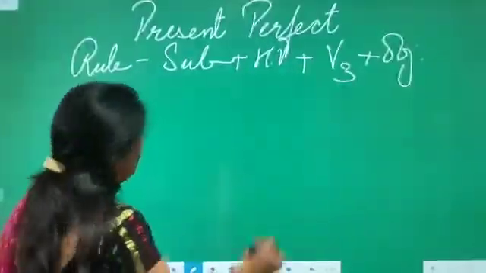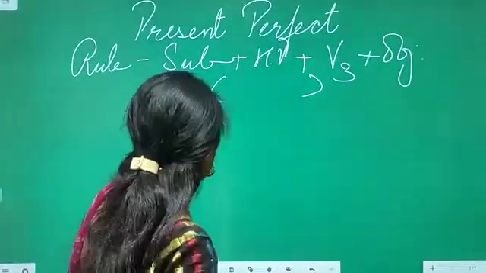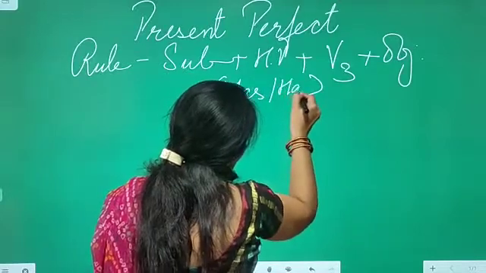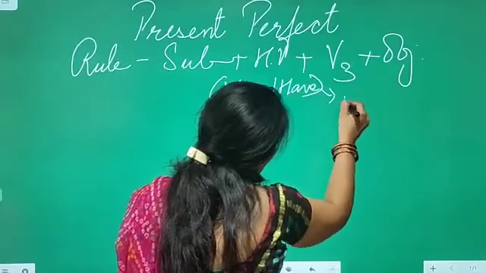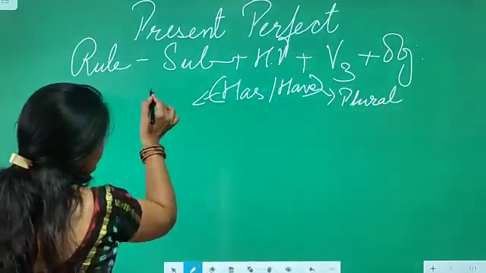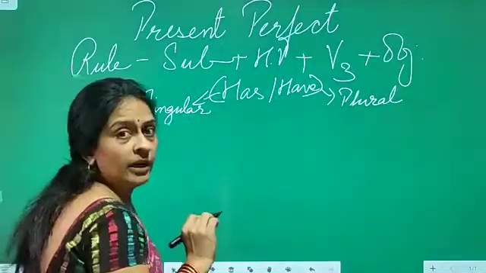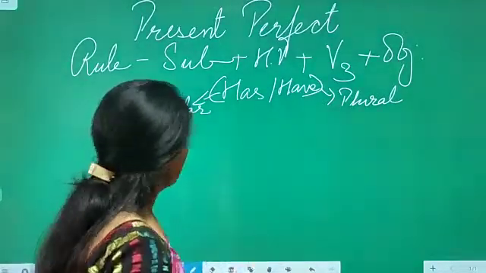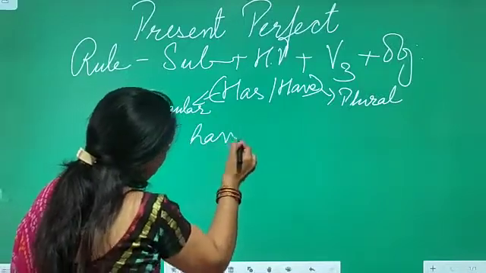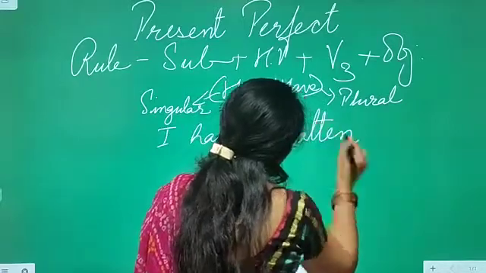So if I make a sentence with the help of the present perfect, before that I want to tell you the helping verb. The helping verb will be has and have. Again, have is used with the plural subject and has is used with the singular subject. Now, I am making a sentence here. I have written a letter.